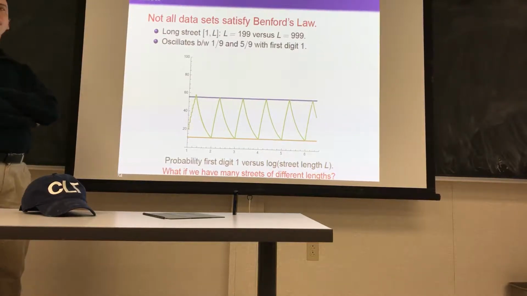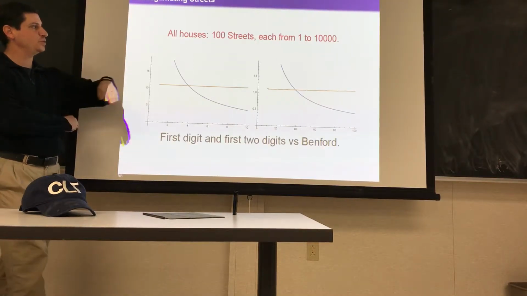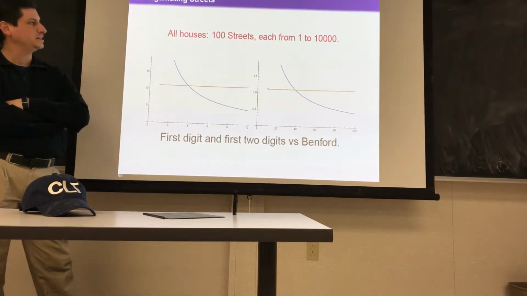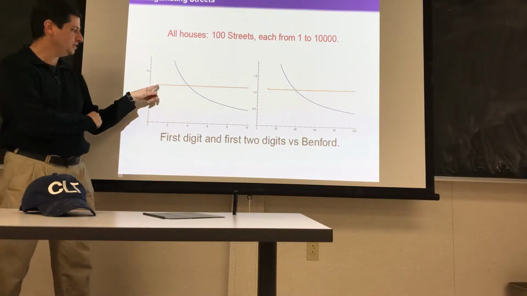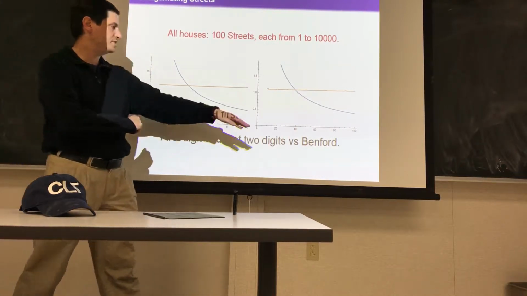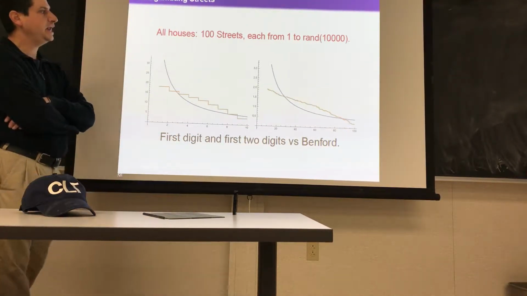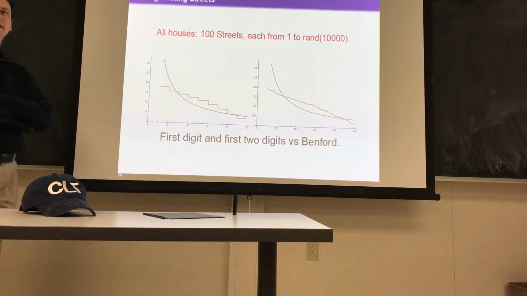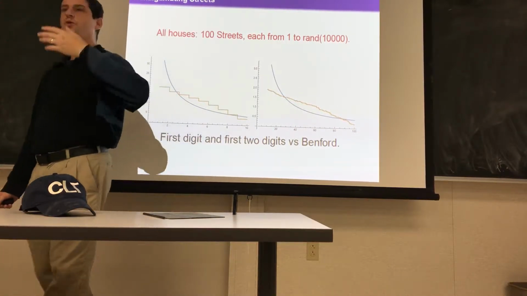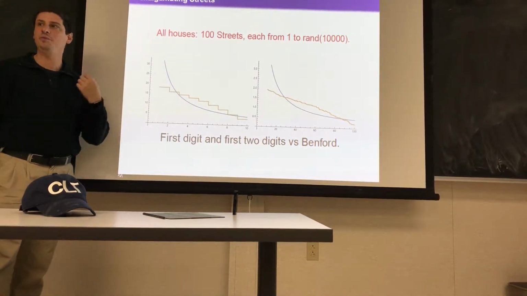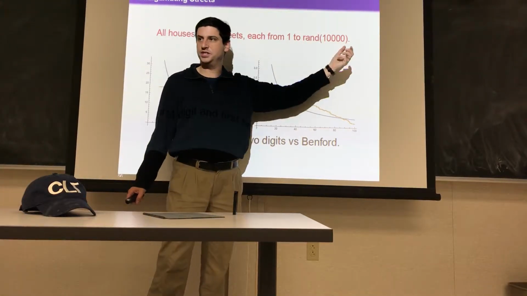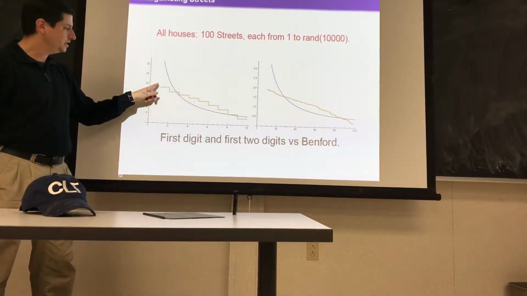All right. What if we have many streets of different lengths? So in the first situation, I'm going to take 100 streets, and each street is going to have houses from 1 to 10,000. Not surprisingly, all my digits are going to be equally likely as the starting digit for street houses, as well as same for the first two. Now, let's take 100 streets, and each street length is going to be a random number from 1 to 10,000. So I'm going to choose uniformly a number from 1 to 10,000, and that will be my street length. And now look at all the houses on that street. Then I'm going to choose another number uniformly from 1 to 10,000. And you can see it's closer to Benford.